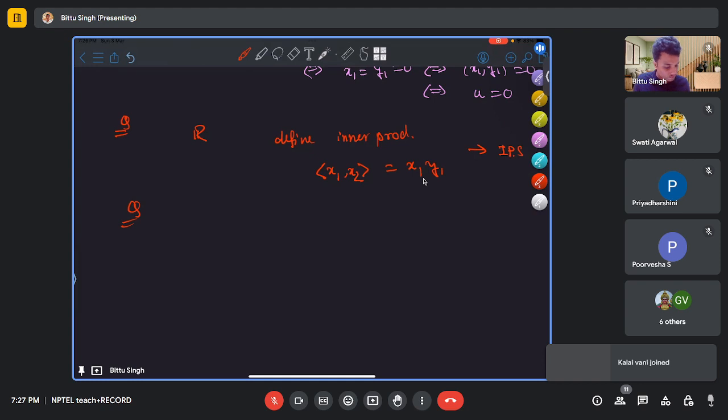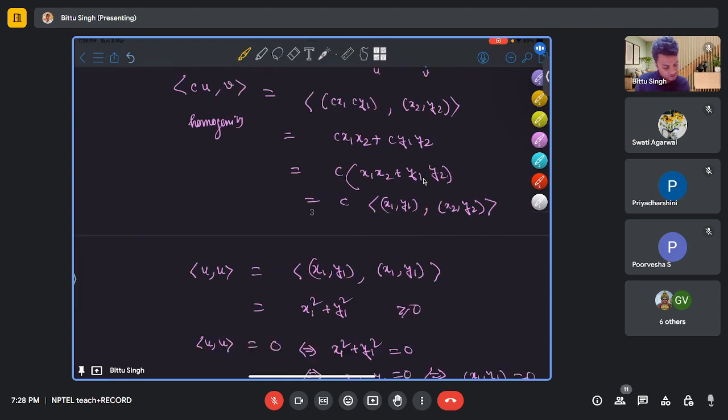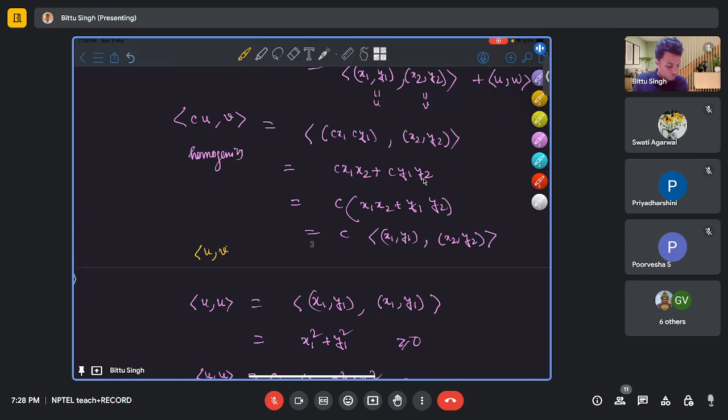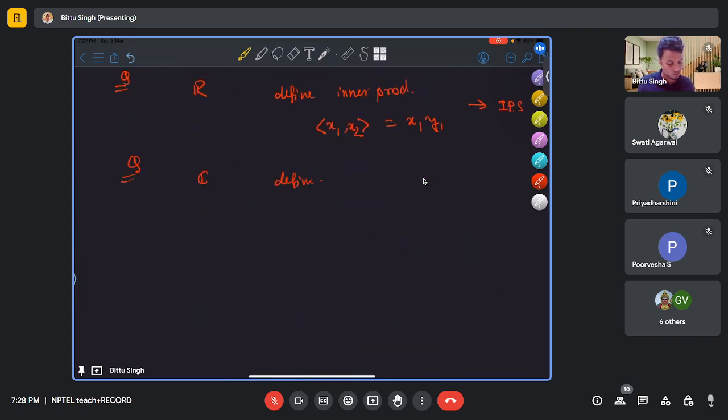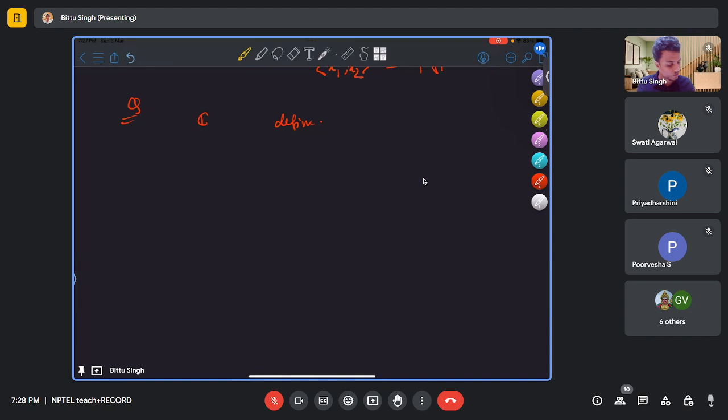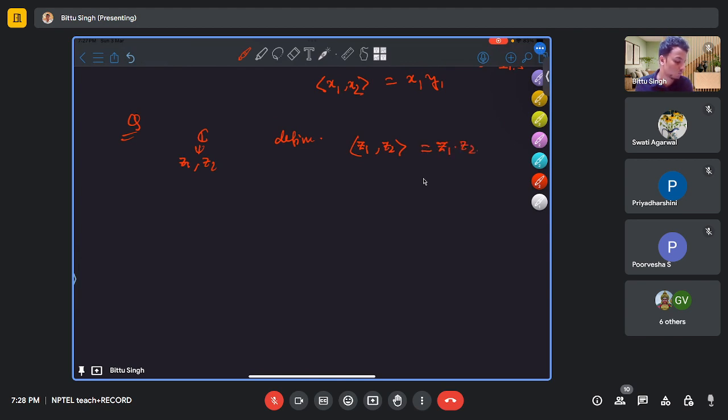And for complex numbers, can we mimic this? Here we have not checked the symmetry property. So u times v is the same as v times u, or the conjugate of this, because for real numbers conjugation changes nothing, it will remain the same. So you can check that u times v is the same as v times u, so symmetry is also satisfied. But for complex numbers, can we define it like this? Take two entries, z1 comma z2, from the complex numbers. Can we define the inner product in this way? Z1 times z2, will it be an inner product?